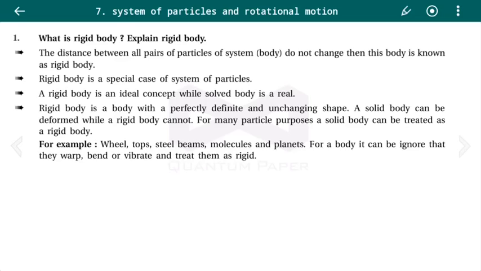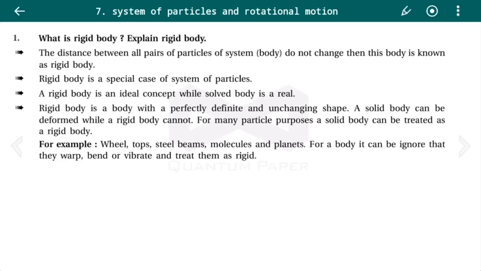In the solid body, we can deform it, we can change its shape in some ways. Let us say, on hammering the metal you can deform that metal, you can change the shape of the can, right? So that body is called a solid body because its shape can be changed, whereas a rigid body is such a body which cannot be deformed. So we can say a rigid body is a special case of a system of particles. A rigid body is an ideal concept while a solid body is a real one.